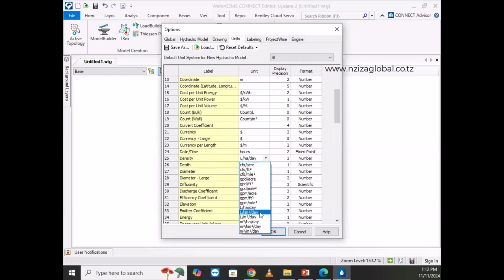You can put even this one, WaterCAD. Or you rate this one, density. Most of the time it doesn't change, but you change it depending on the liquid that you are going to model. Yes.